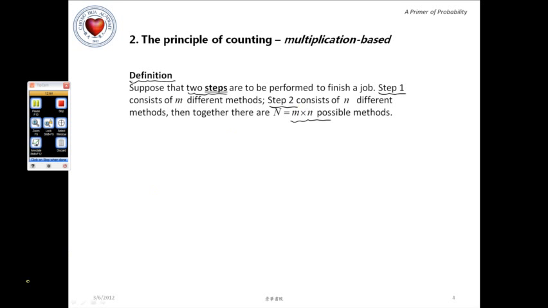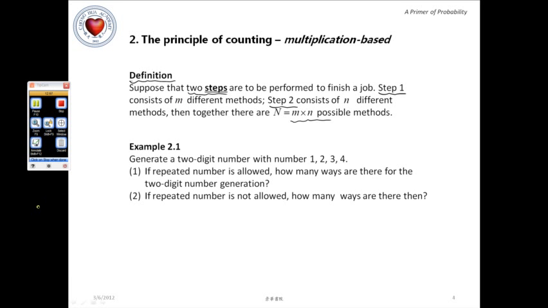Let's look at another example. Example 2.1. Generate a 2-digit number with numbers 1, 2, 3, and 4. Question 1. If repeated numbers are allowed, how many ways are there for the 2-digit number generation? Question 2. If repeated numbers are not allowed, how many ways are there then? How can we address this problem? Now we write AB to stand for the desired 2-digit number. B is the single digit, A is the 10-digit.